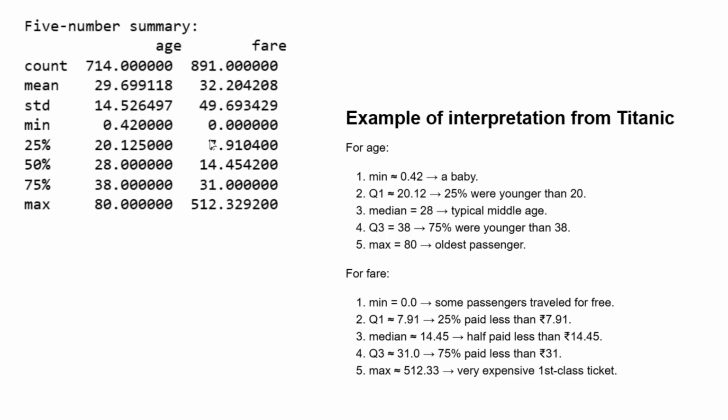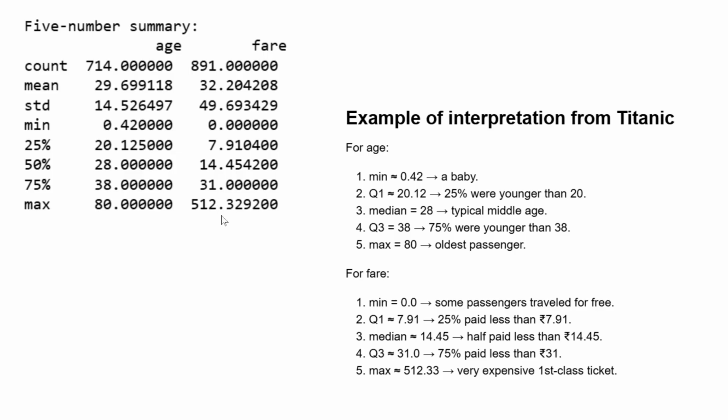Then 25%, that is Q1, is 7.9. So I can say that 25% of the passengers paid less than 7.9 rupees. For the median, we got 14, so half of the passengers paid less than 14. For Q3, it is 31, so 75% of the passengers paid less than 31.